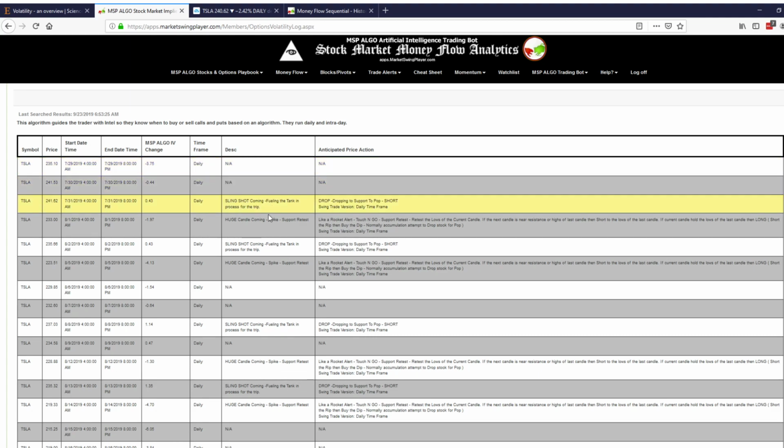Okay? All right. And then we got another alert on the 1st, and it says huge candle coming. So we know that means spike or support retest. We know if support holds, it's going to rocket, and if it doesn't, it's going to drop like a rock. Okay? So we know what the dilemma is for this particular stock. It's going to retest support. If it holds, it's going to try to break out above resistance. If it fails, it's a short.